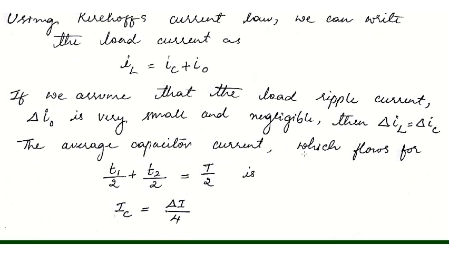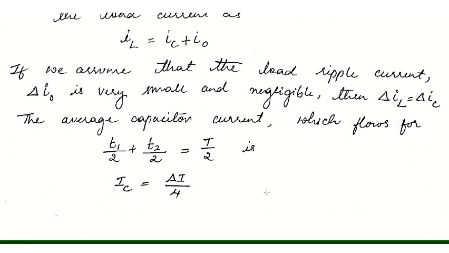If we assume that the load ripple current delta I naught is very small and negligible, then we can write delta IL is equal to delta IC. So the average capacitor current which flows for the time period T1 by 2 plus T2 by 2, which is given by T by 2, can be written as IC, the average capacitor current, equal to delta I by 4. This is the expression for the average capacitor current.